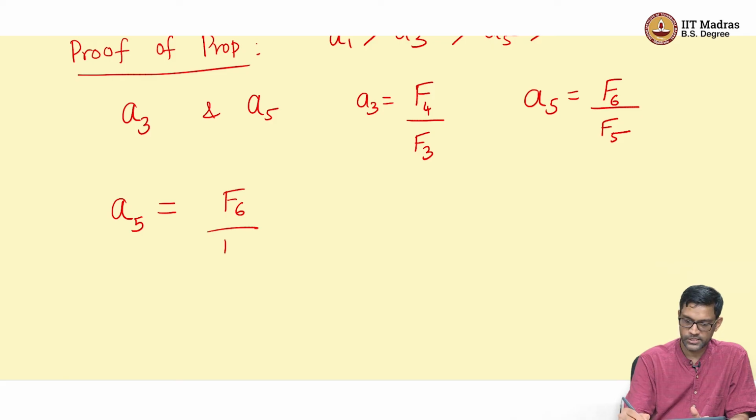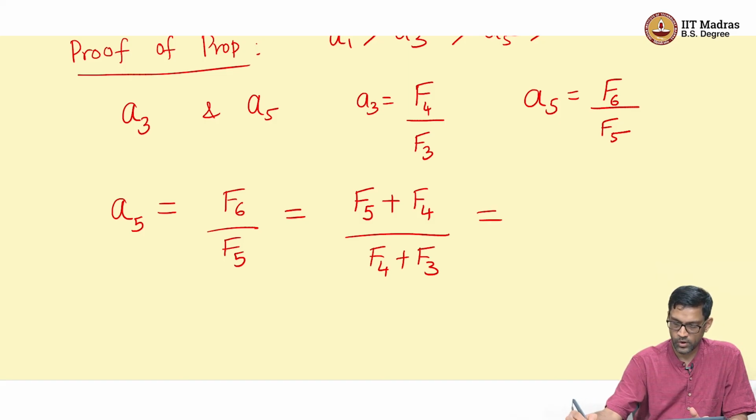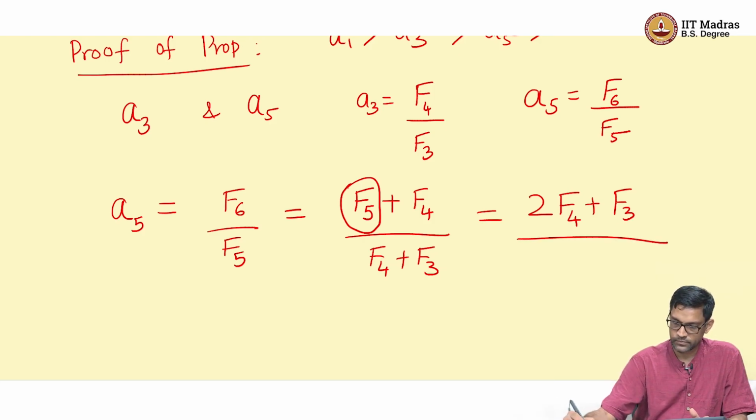So this is F6 over F5, and we will use the Fibonacci relation to write F6 as F5 plus F4, which is 2F4 plus F3. But we want to go one more step. I also want to change the 5 to a 4 because I am only comparing A5 with A3. So I'll also rewrite this F5 in terms of F4 and F3, and this becomes 2F3 plus F2.